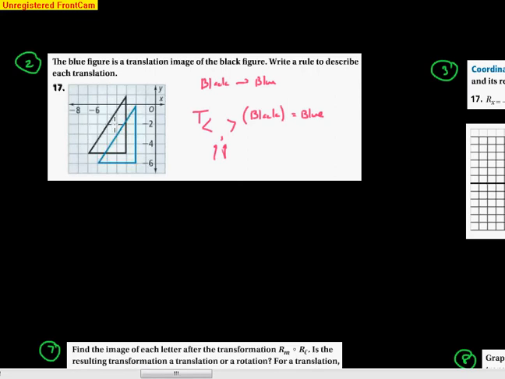Well, pick a vertex and just count how you get from the vertex you chose to the corresponding one in the blue figure. Here's my one in the black figure. I go 1 to the right, that's +1, and I go 1 down, that's -1. So what that means, my translation rule is 1 to the right and down 1. And there's my translation rule. It should be the same for all 3 of the vertices in the triangle.